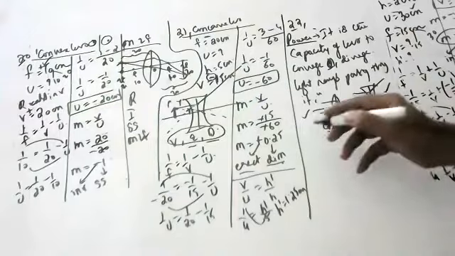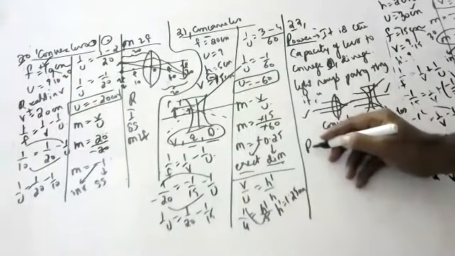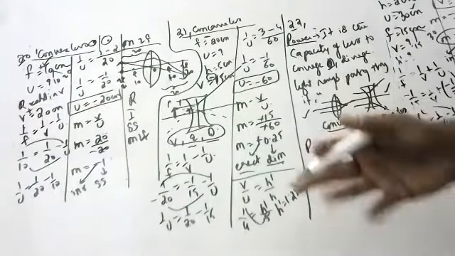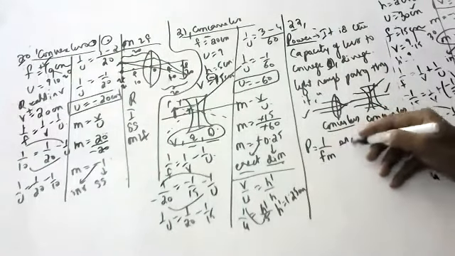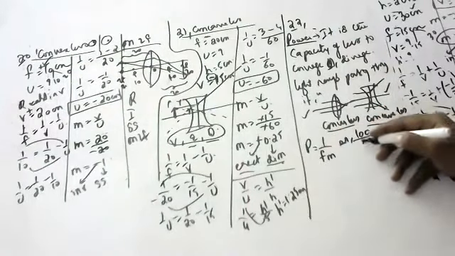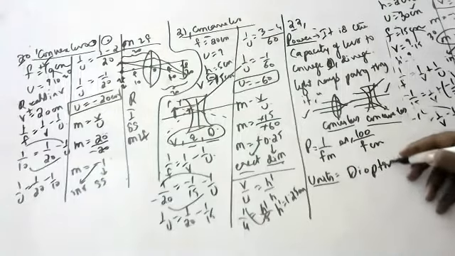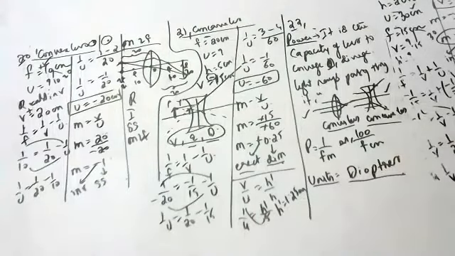Compulsorily, children, when they ask power, you should write the formula also. If it has a formula, please write it always along with the definition. Power is 1 by f, or 100 by f with f in centimeters. What are the units of power, children? Diopters. Okay, children.